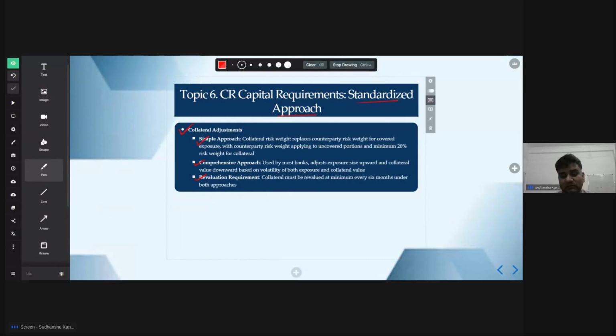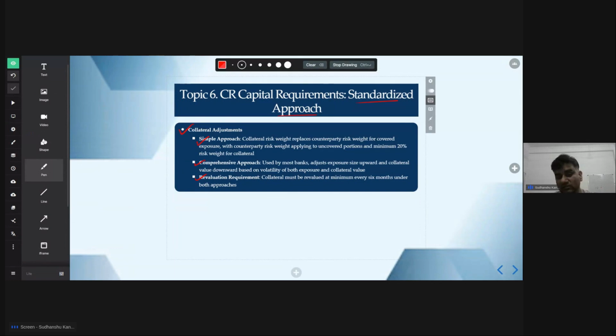Then we have the comprehensive approach. This is the more widely used method. Instead of replacing a risk weight, it adjusts the exposure upward and adjusts the collateral value downward. The adjustments reflect volatility in both the exposure and the collateral. This approach captures the market risk embedded in the collateralized transaction, which aligns better with real world risk.